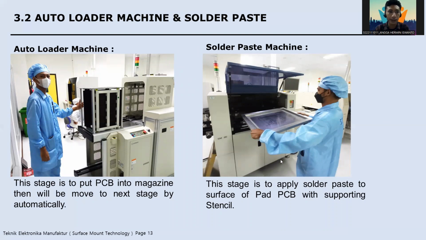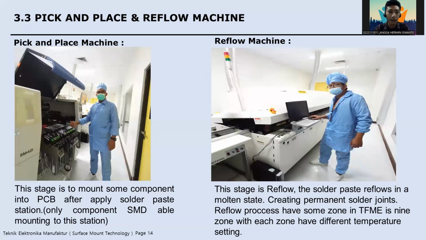The first machine is the autoloader machine. Second is the solder paste machine. Third, the pick and place machine. This stage is to mount components onto the PCB after the solder paste station. Only SMD components can be mounted at this station.